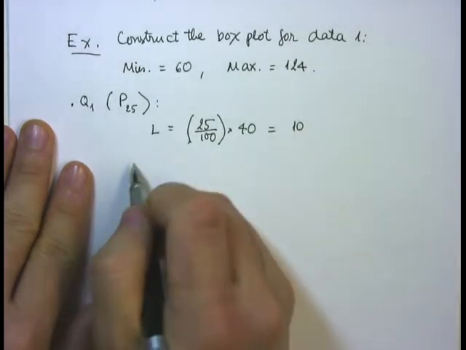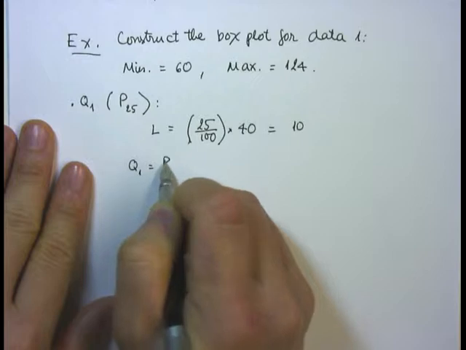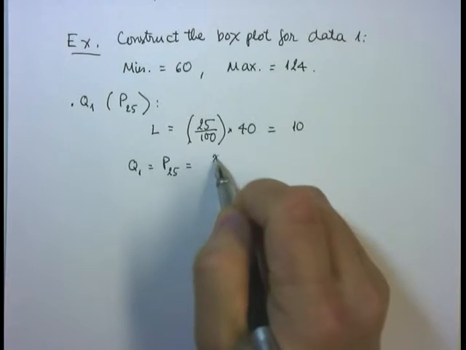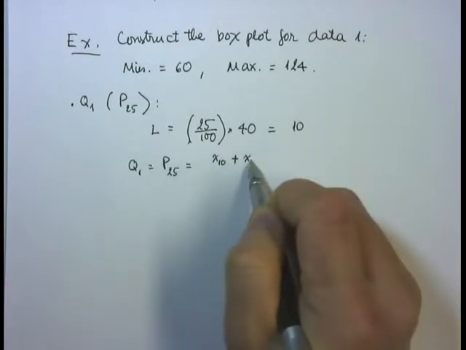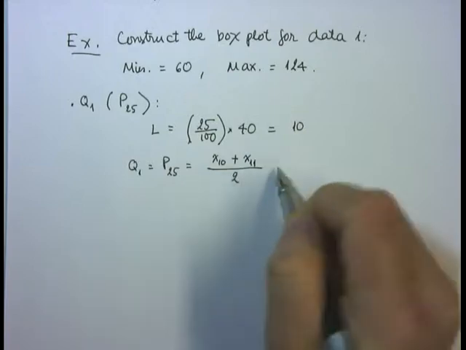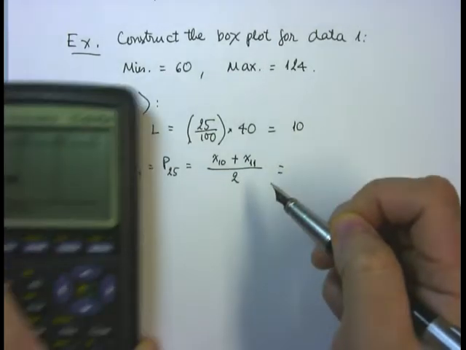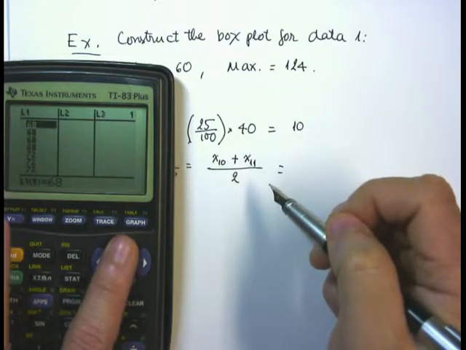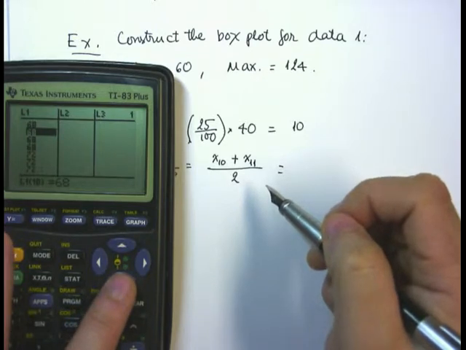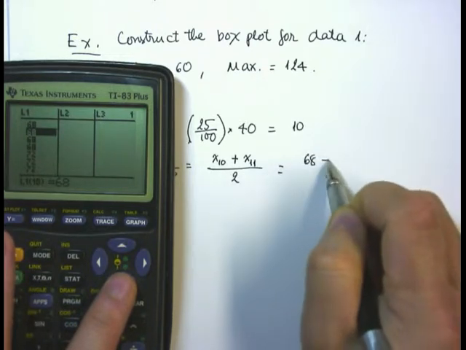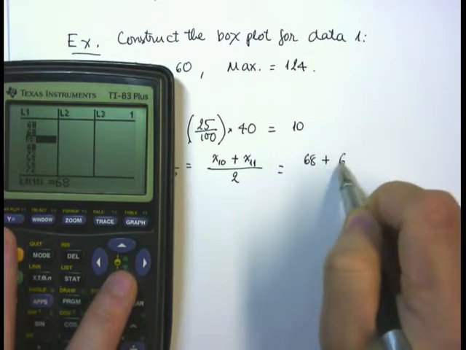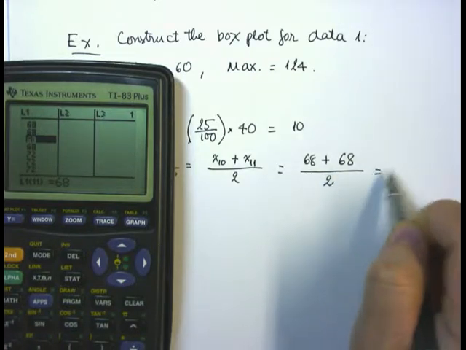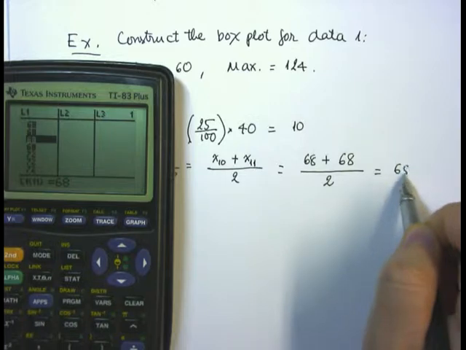To find my Q1 value, or the 25th percentile, you find the 10th value on the list, add that to the 11th value on the list, and average by 2. On my list, which contains dataset 1, my 10th value is 68. My 11th value is also 68. So I add those 2 values and divide by 2. My Q1 value is 68.